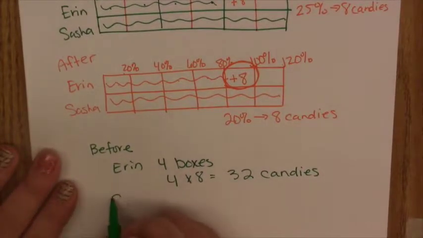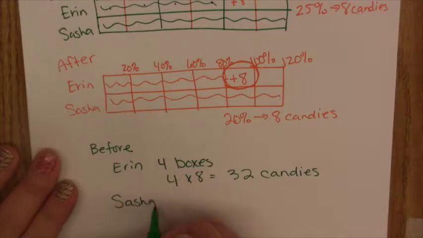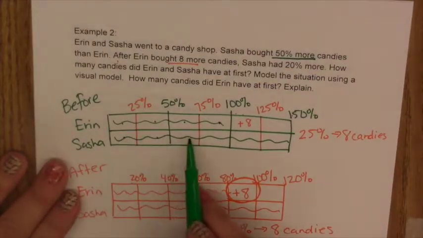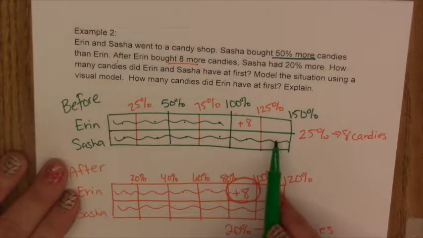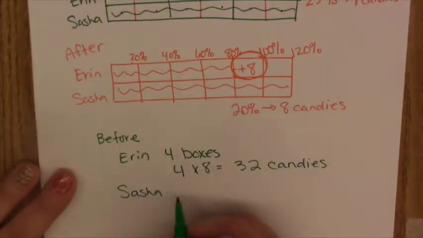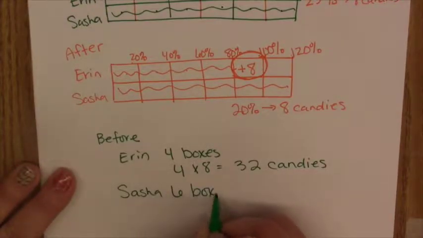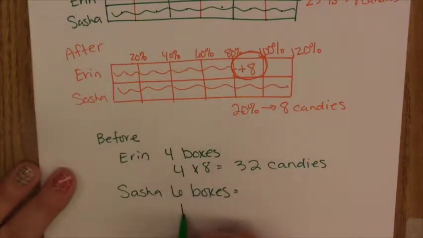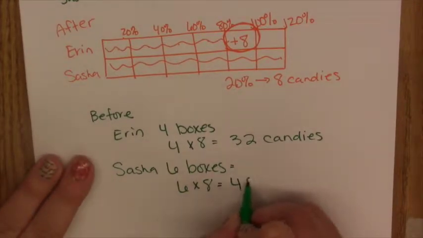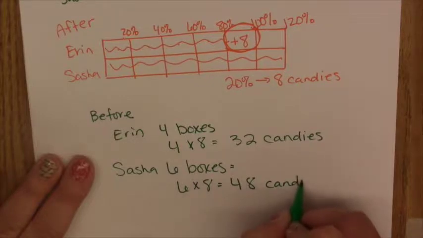All right, Sasha had 1, 2, 3, 4, 5, 6 boxes. And each one of those boxes represented 8 candies. So that gives her a total of 48 candies to start with.